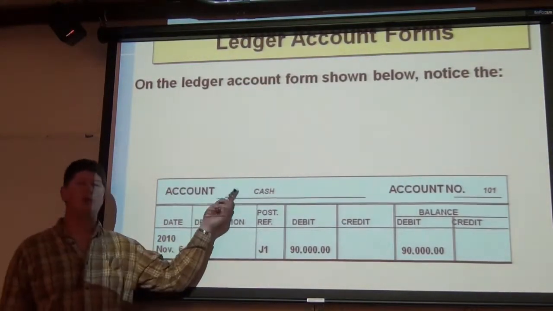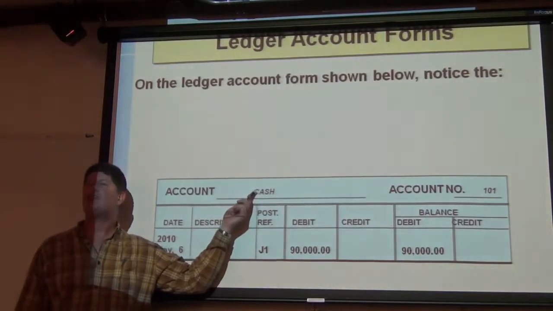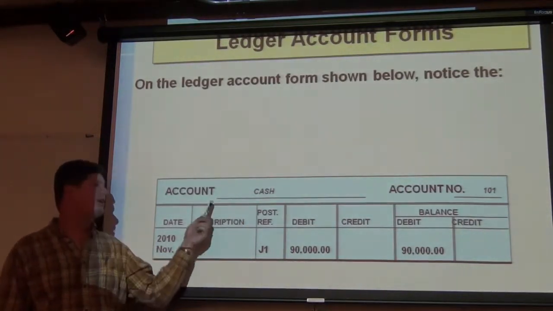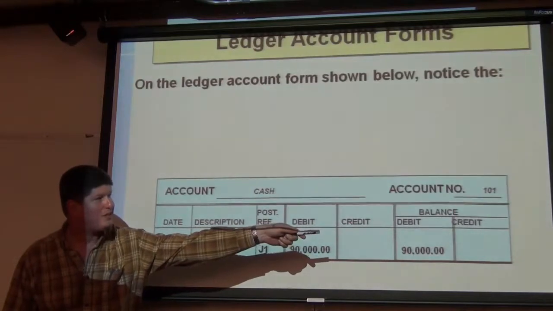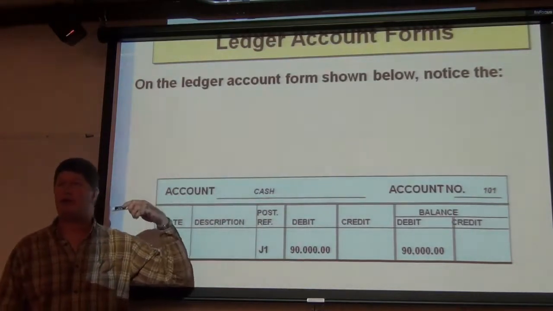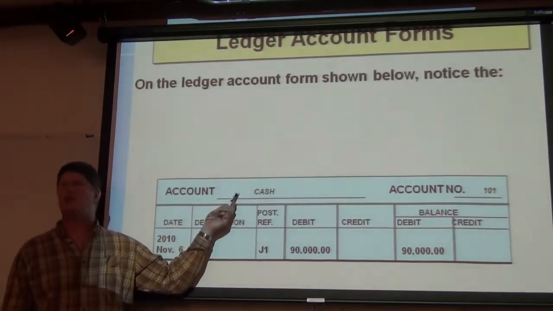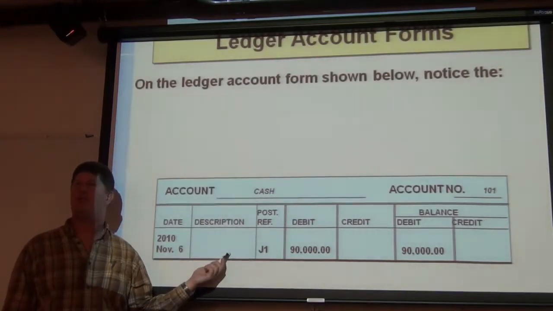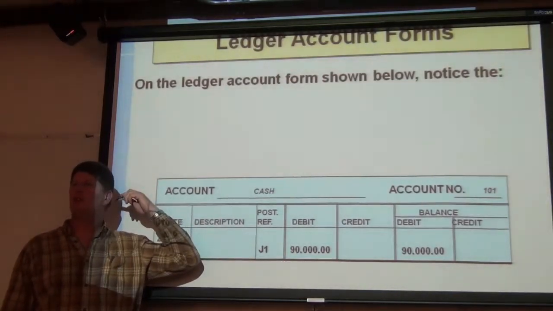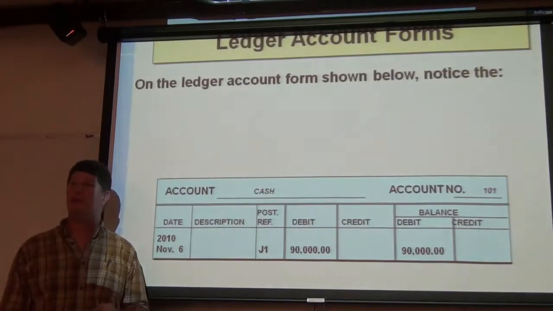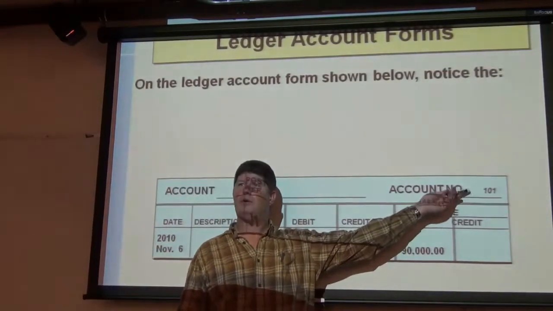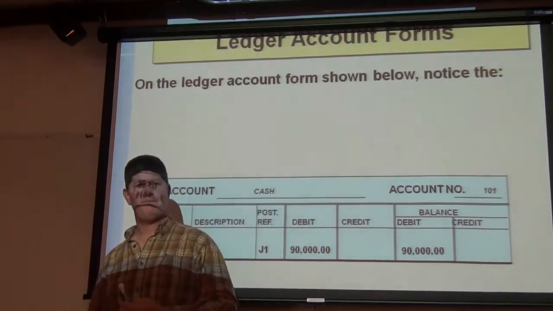But I'm only going to record the transactions that affect cash here. So if there's an entry that affects fees income and cash, like we talked about over on the whiteboard, only the cash part of it gets entered here. The fees income part of it gets entered in the other general ledger account for fees income, which will have a different account number. Everybody with me? Good.